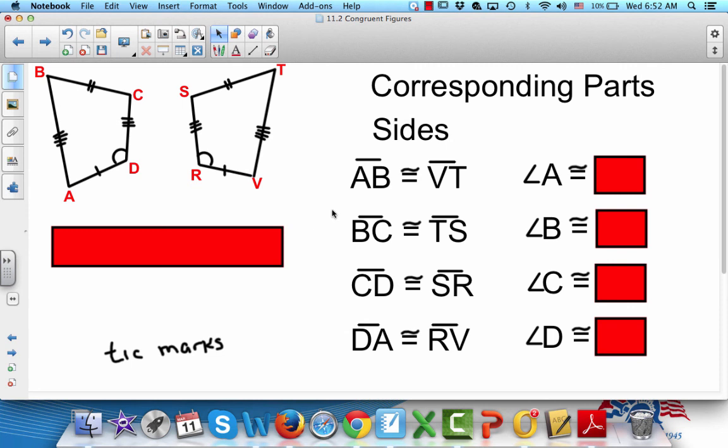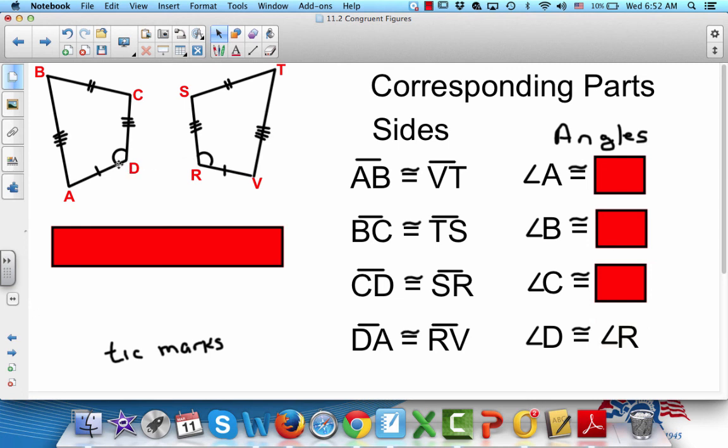Let's go ahead and do the angles. I didn't write angles here at the top, so let me do that. These are the angles on this side. So for angle A, we come over here, and we've got a mark here on D and R, so we'll start with D and R. D corresponds to R, 1 tick mark and 1 tick mark.